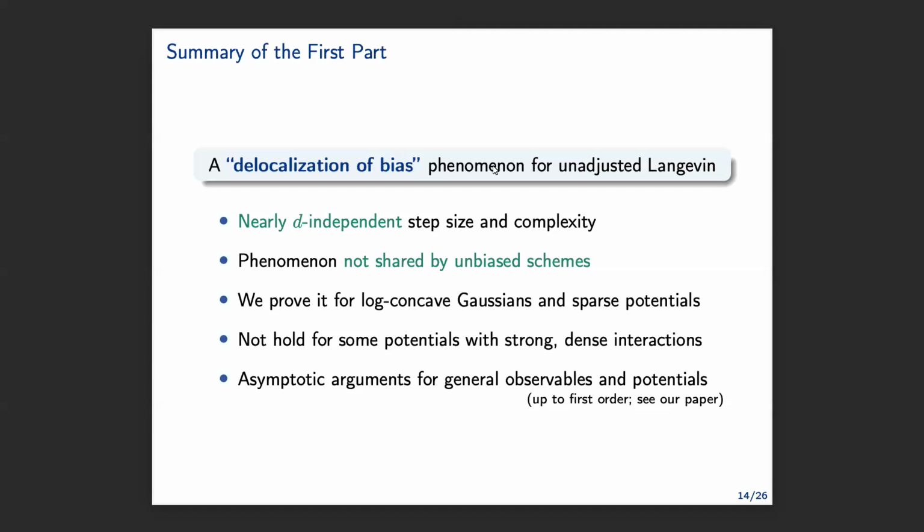This means that we get a linearly dependent step size and complexity, which are very highly scalable. And this phenomenon is not shared by unbiased schemes, like the Metropolis-adjusted Langevin. We prove it for certain cases, and there are also counterexamples. We have some asymptotic arguments for more generalizations, but we are not going to talk about this here. We are still investigating how to extend this to more general distributions and also to design algorithms that specifically target the low-dimensional marginals, which may be of interest to practitioners.